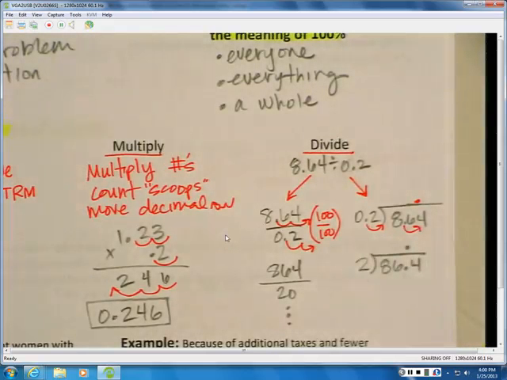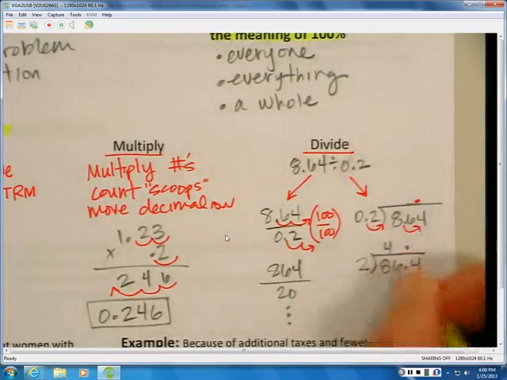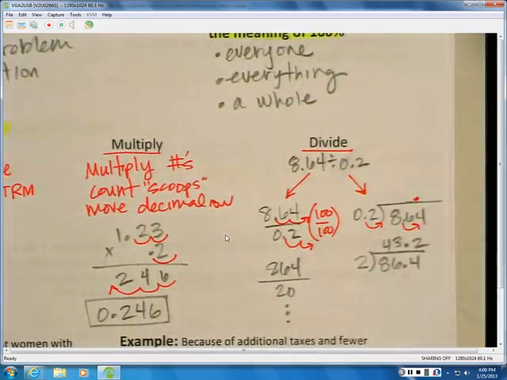Again, I can do this. 2 goes into 8 4 times. No, I don't want to do it. No, I'll do it. Okay, there we go. Our answer is 43.2. How great is that?